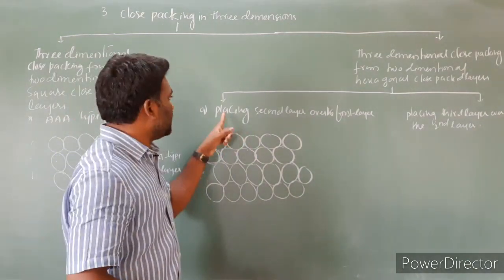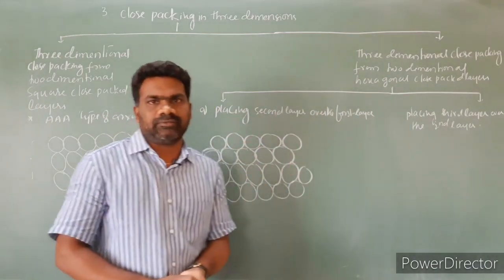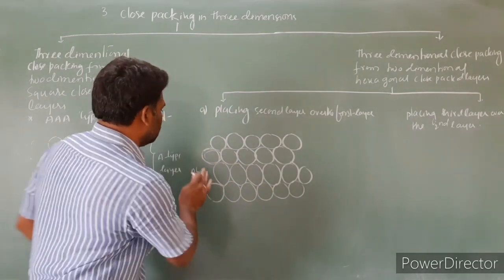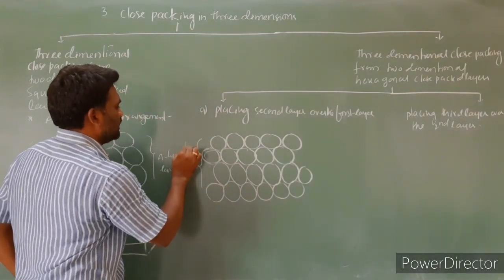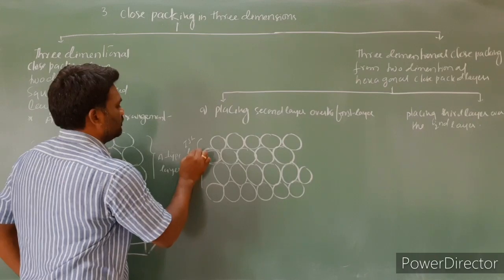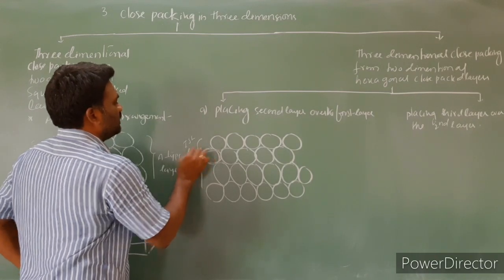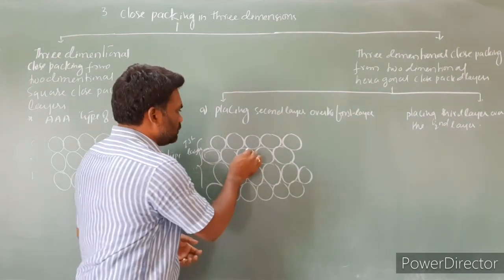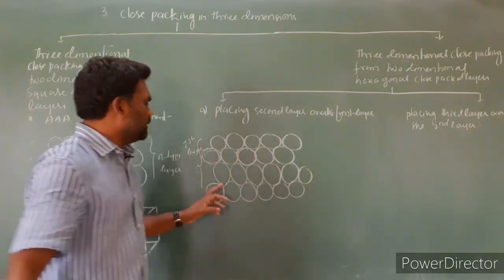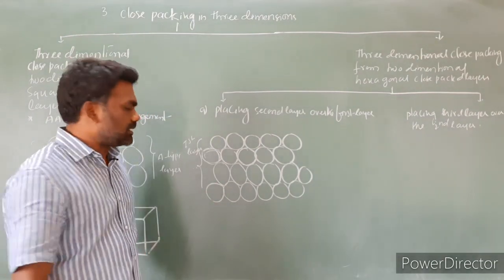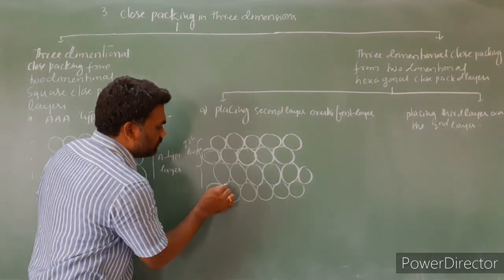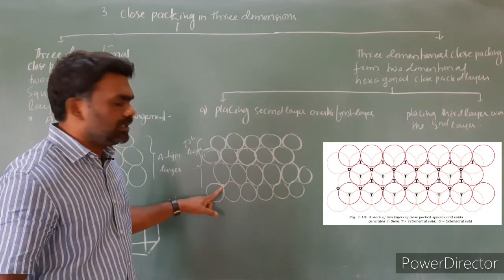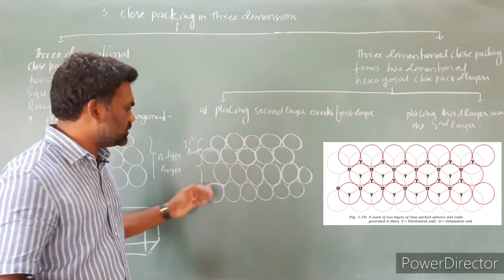Next we have to place the second layer over the first layer. This is the first layer. I am labeling this as the first layer. So I have to place the second layer over the first layer. So we have to cover the tetrahedral void. Suppose a void is there. Look at here, the spheres are there, and between these three spheres an empty space is developed. That empty space we are calling a void.